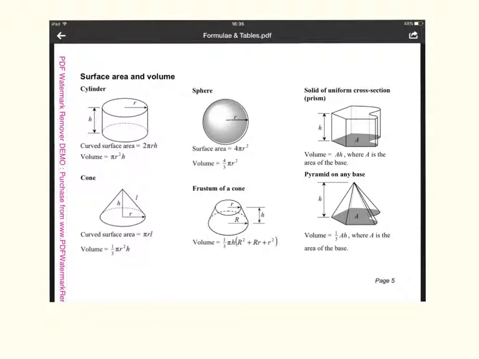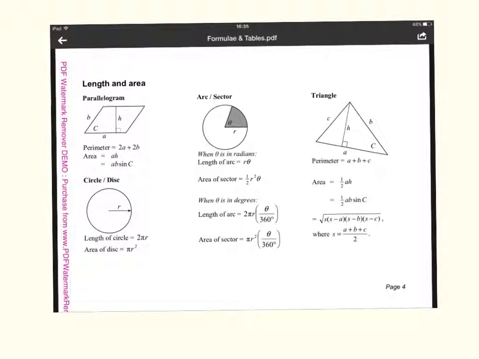Okay, so the next slide to look at. So we'll look at our next bit of the log tables, and that is on length and area. So a parallelogram, very rarely asked that. A circle or a disc, that's the length of the circle, so the circumference or the perimeter of the circle, and you've got the area.